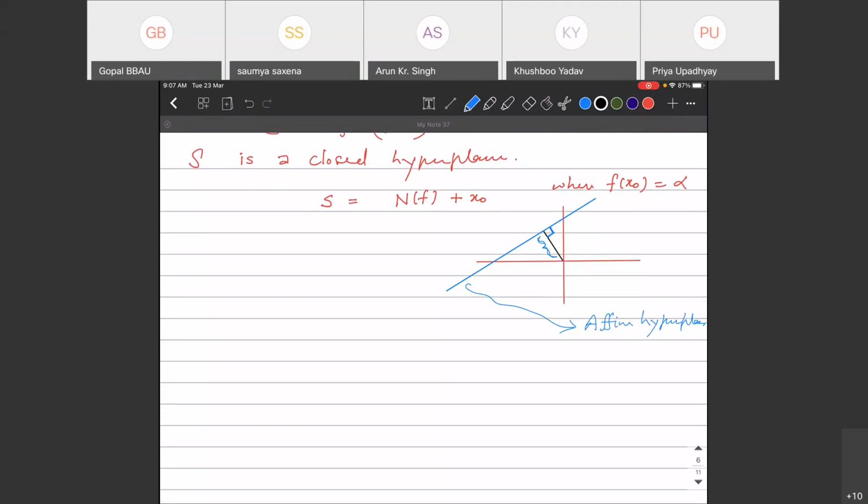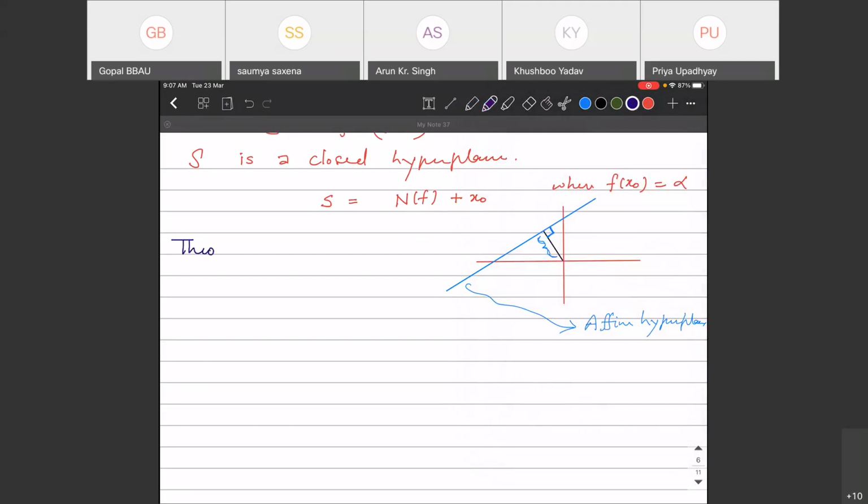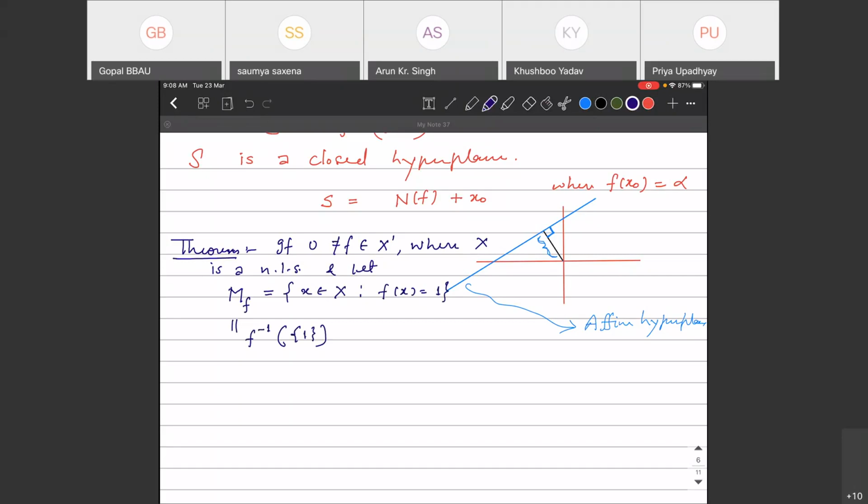Okay, so let's state our theorem. What does it say? The theorem says that if we have a non-zero functional, so here we are taking this linear functional from X dash. X dash is the set of bounded linear functionals. Remember this, okay? Where X is a normed linear space, and let M_f be the set of all x in X such that f(x) equals 1. So this is nothing but the inverse image of the scalar 1.